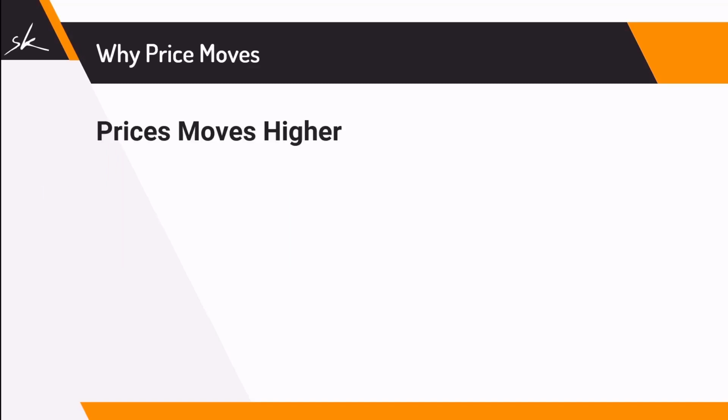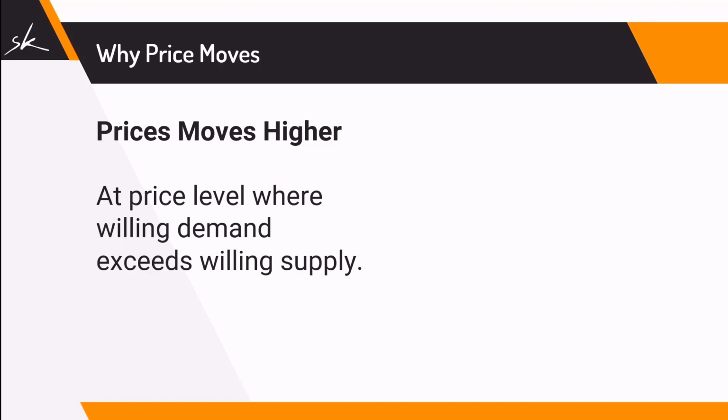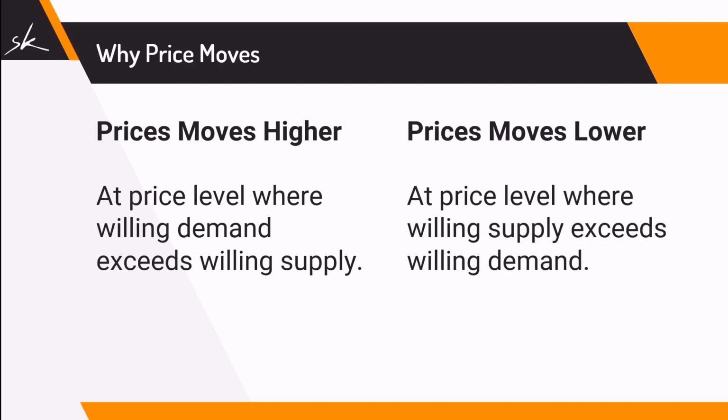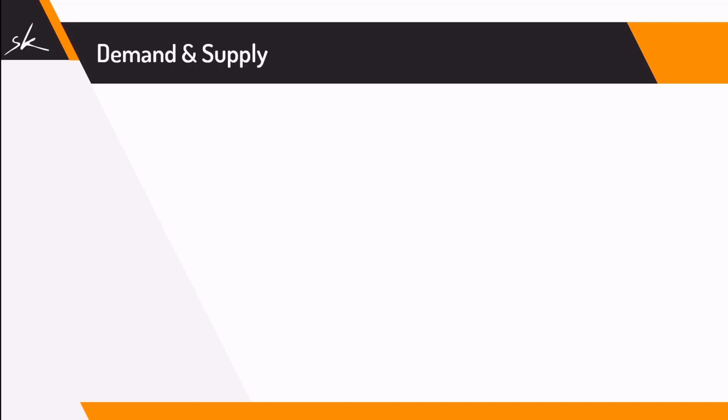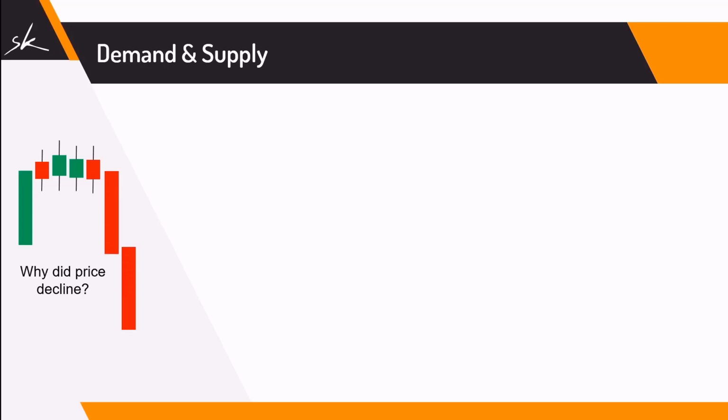Why price moves? Price moves higher at price levels where willing demand exceeds willing supply, and price moves lower at price levels where willing supply exceeds willing demand. Let's assume that on a price chart, prices were moving up and then started trading in a range, after which we had a strong drop. Why did the price decline?